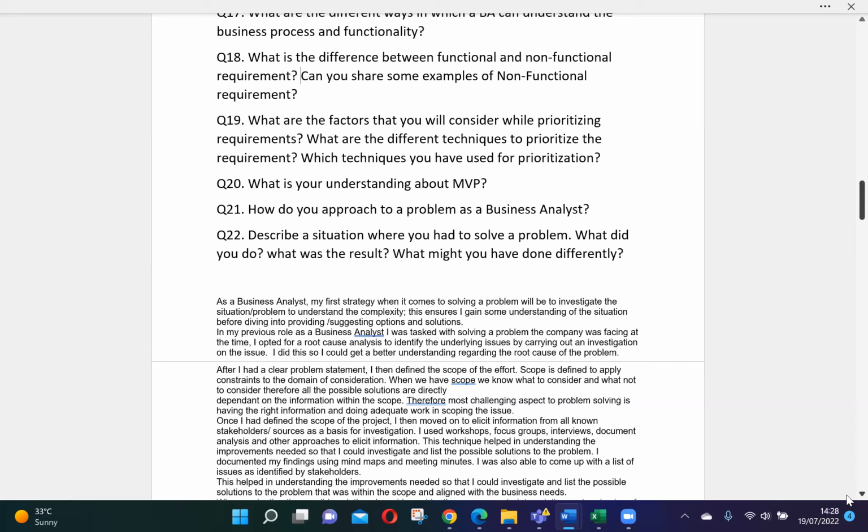What is your understanding about MVP? I really want an example of this because it's on the job description. First of all, what is MVP? That's a minimum viable product. What is the meaning of minimum viable product?